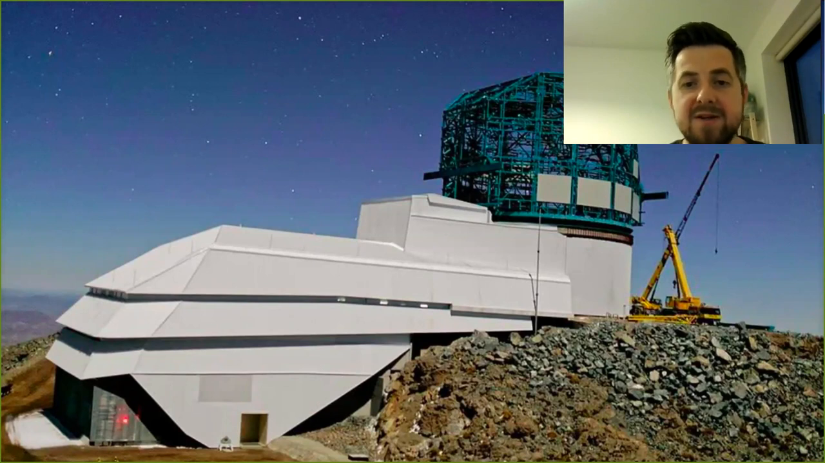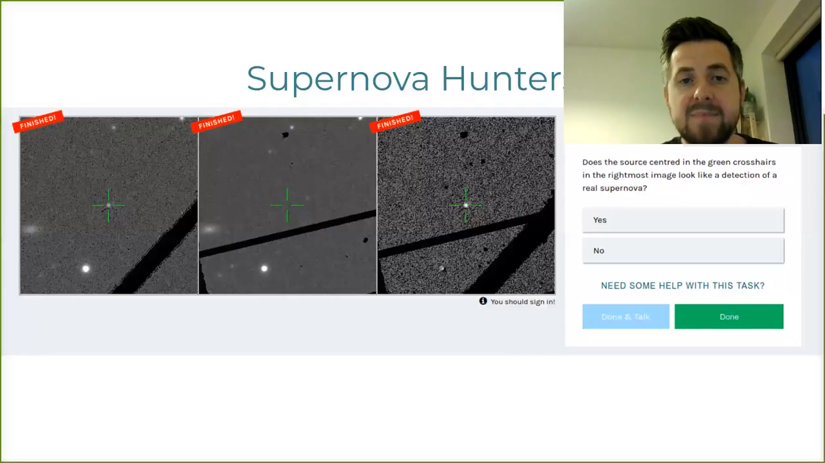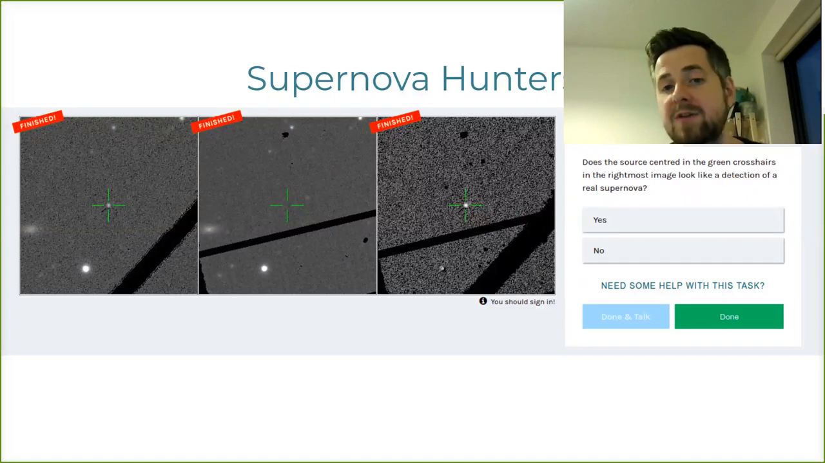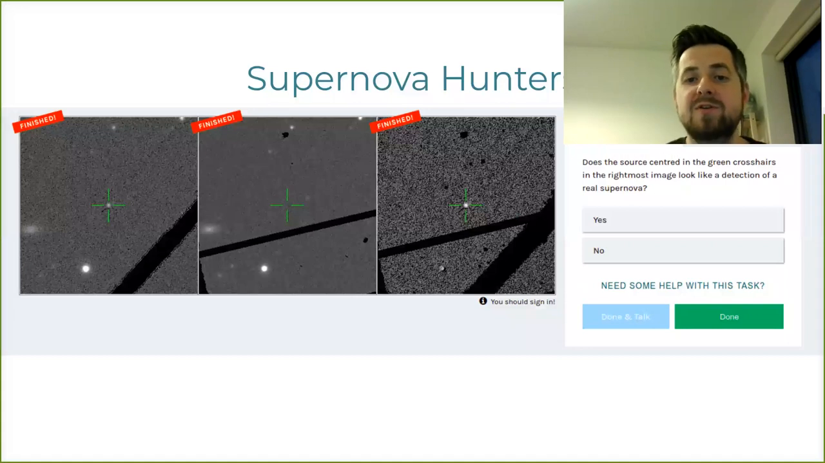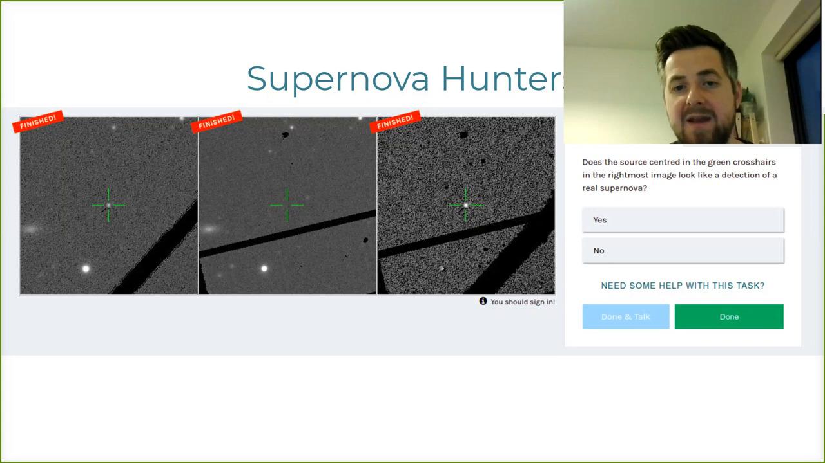So we need to adapt, we need to change. So where is citizen science going in the near future to help with this kind of problem? Well, at Zooniverse, we've been working on trying to figure this out. How are we going to cope with this data when it starts coming in from surveys like LSST?